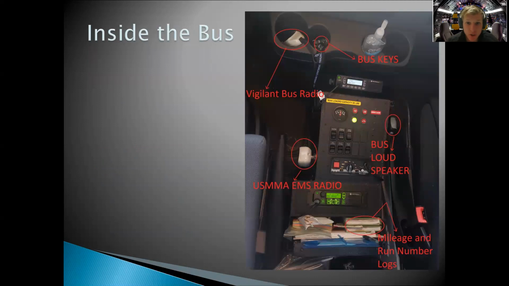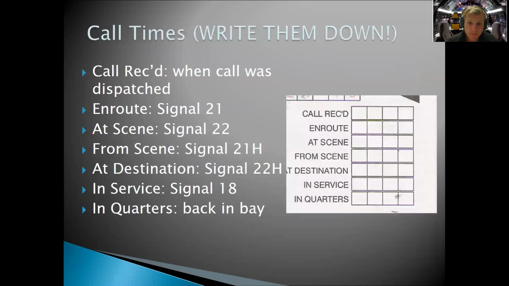This is inside the bus from the driver's point of view. We have vigilant radio at the top, bus keys. Below that, we have the USMMA EMS radio. And then to the right of that, we have the loudspeaker, intercom, mileage, and run number logs.